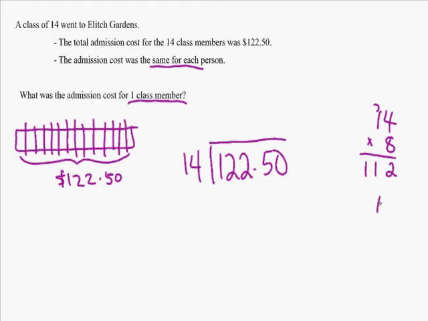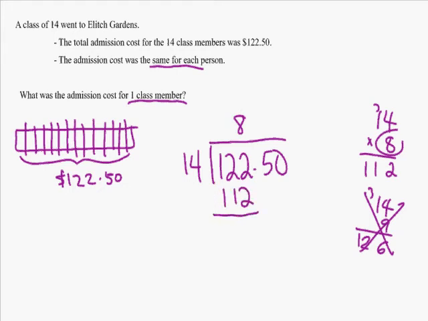Let's double check to make sure that I can't go any more. So let's try 14 times 9. 9 times 4 is 36, carry 3. 9 times 1 is 9, plus 3 is 12. That's 126. 126 is greater than 122, so that means it's not 9. 8 is what we're going to go with. So I'm going to write 8 right there. And let's go ahead and multiply 8 times 14 is 112. Write that down there, and let's go ahead and subtract.